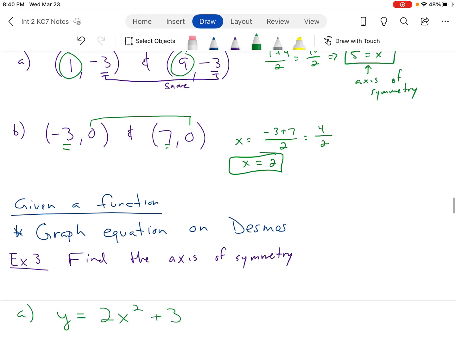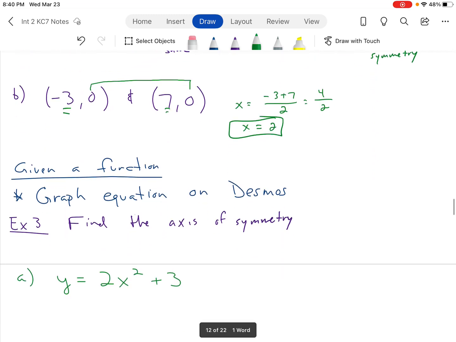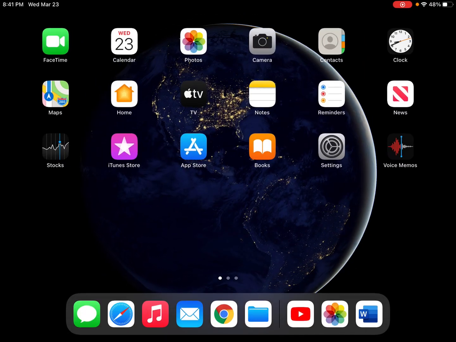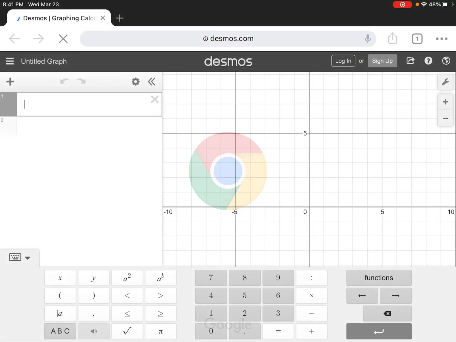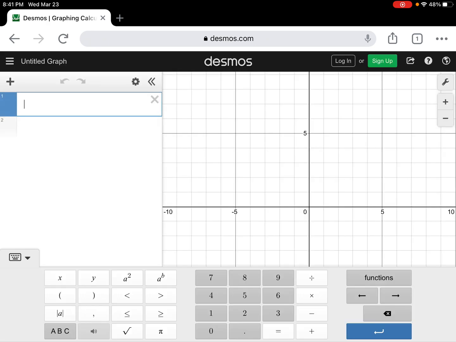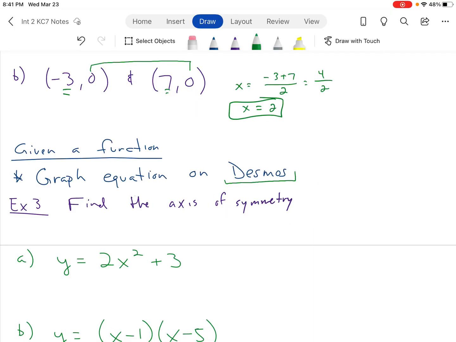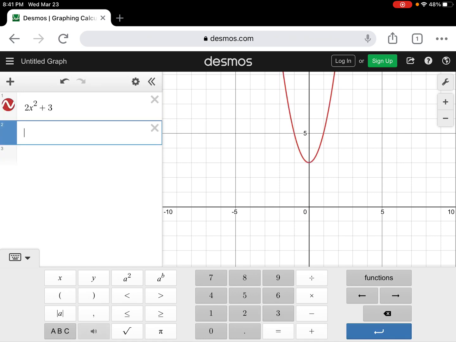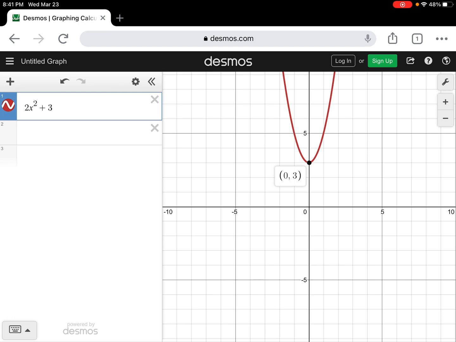Now sometimes you're going to be given a function and then you have to find the axis of symmetry. When you are given a function, you can graph the equation using Desmos. You can graph it and then find out what your vertex is. So I'm going to go to Desmos and type in my equation. What was it? 2x squared plus 3. So here's my function. My vertex is at (0, 3).